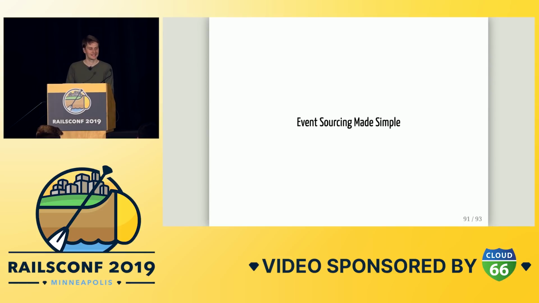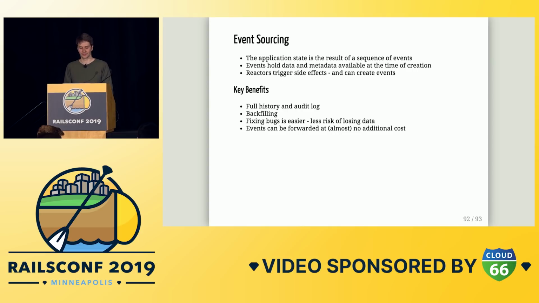All right, that was event sourcing made simple. So the key things that I want you to remember from this talk is first that event sourcing is the idea that the application state is the result of a sequence of events. Events hold data and metadata that are all available at the time of creation. And we have reactors to trigger side effects. And those reactors can create events in turn. They can't mutate the state. If they need to, they have to create new events in turn.